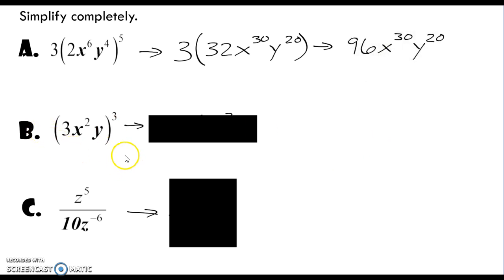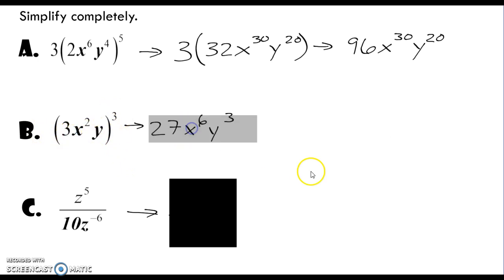On B, we're going to raise everything in here to the 3rd power. So 3 to the 3rd, x squared to the 3rd, and y to the 3rd. 3 to the 3rd then is 27.